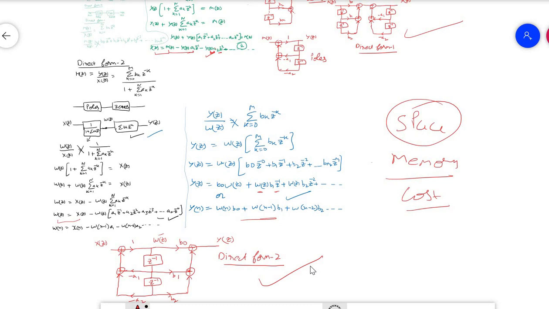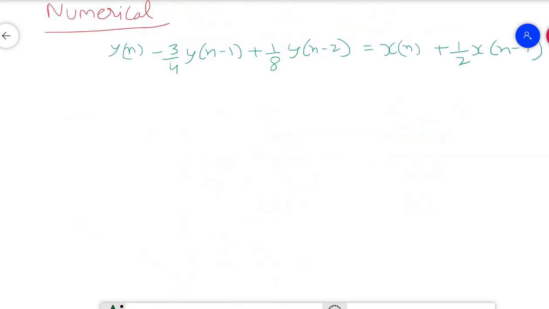Now my next is the numericals. This is the numerical, and from this numerical obtain the direct form 1 and direct form 2 realization. So many concepts in this numerical, very interesting. This is my difference equation. Now solve this difference equation first of all, and find out the transfer function. Now take the Z transform.